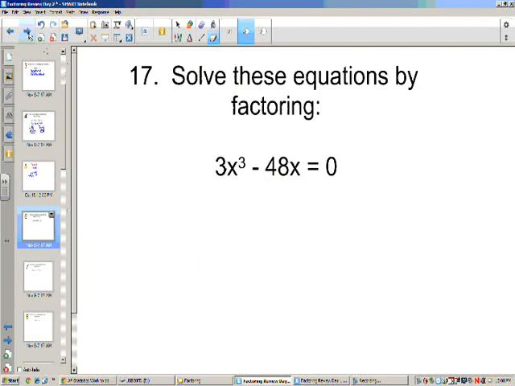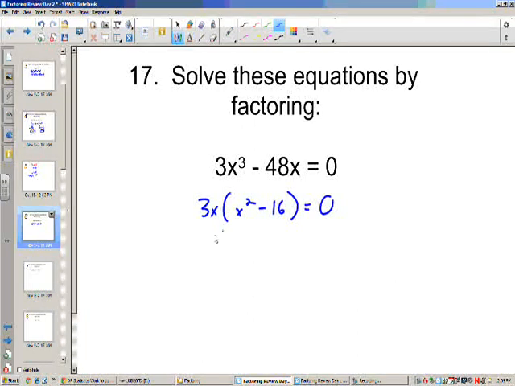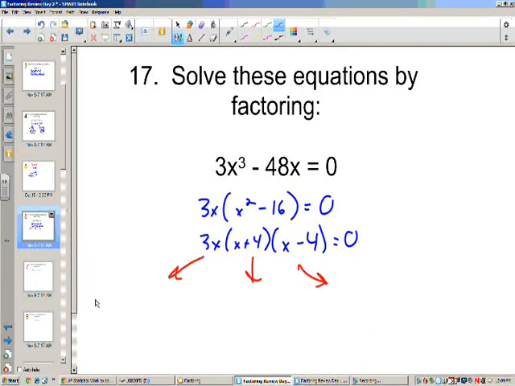Let's try this next one. If you can do this, pause the video and see if you get the correct answer. Now what I would do here is first I would factor out a 3x, leaving over x squared minus 16. Now x squared minus 16 is a difference of two squares, so that can be x plus 4, x minus 4. Now instead of two equations, we're going to have three equations, where 3x is going to equal 0, x plus 4 is going to equal 0, and x minus 4 is going to equal 0.